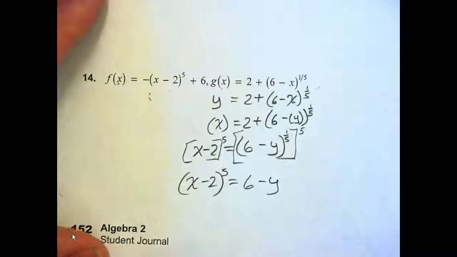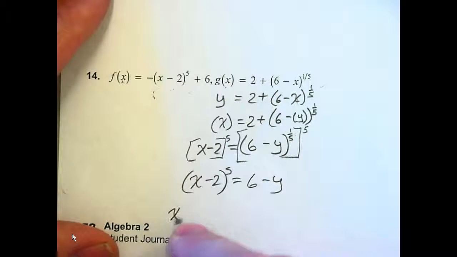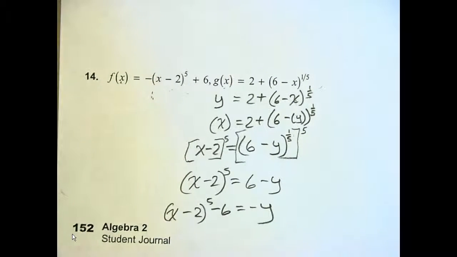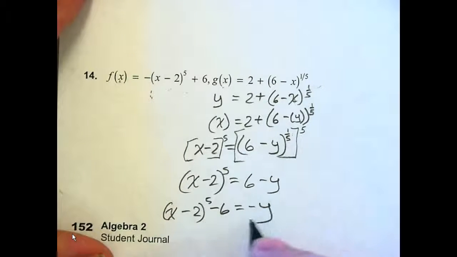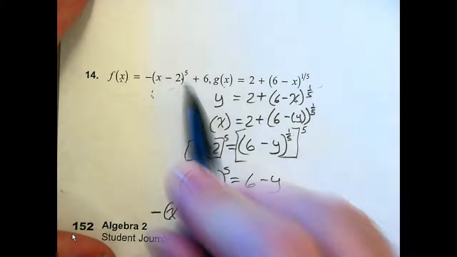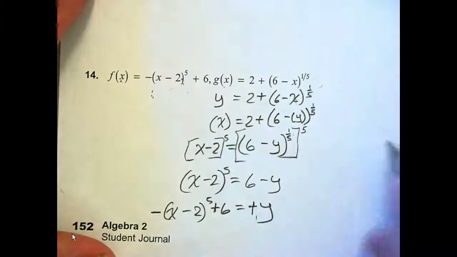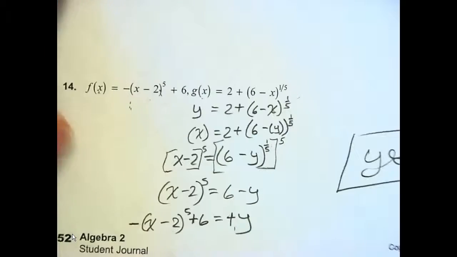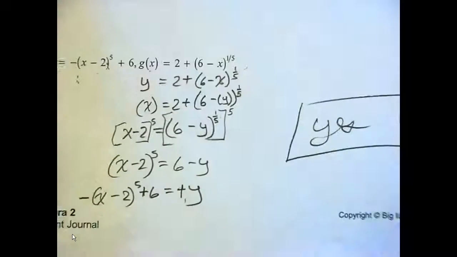Now what do I do? Move the 6 over, so x minus 2 to the fifth minus 6 is equal to negative y. Yep, divide out a negative 1. So what that does is it makes that positive, and it makes this negative. Are they the same? Yes, they are. Are they inverses? Yes, amundo. Okay? Your work would work as an explanation there.